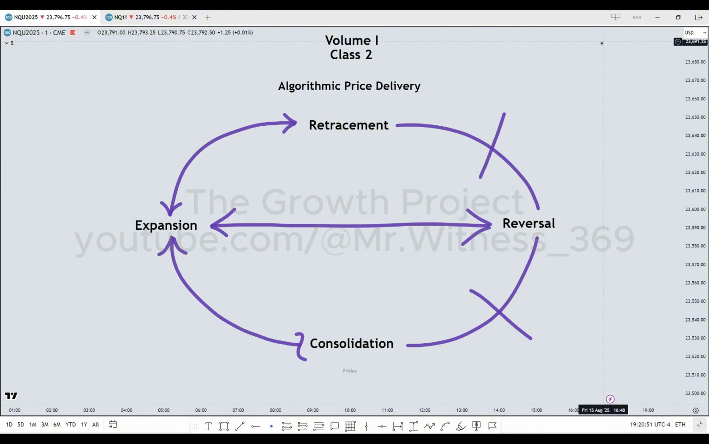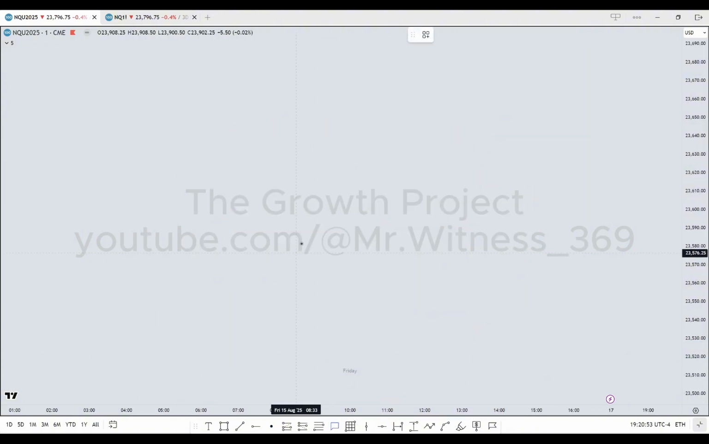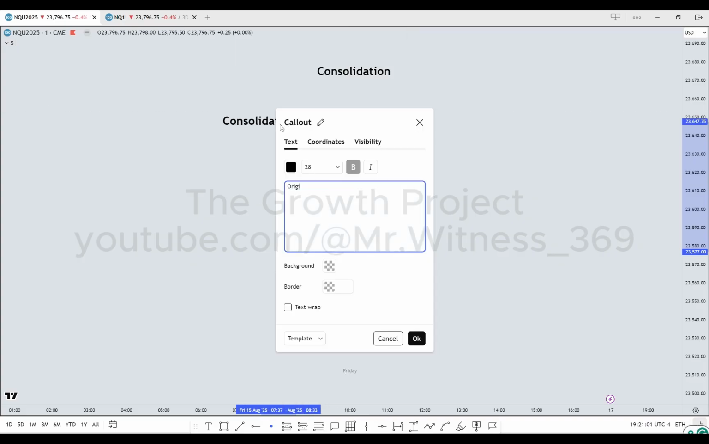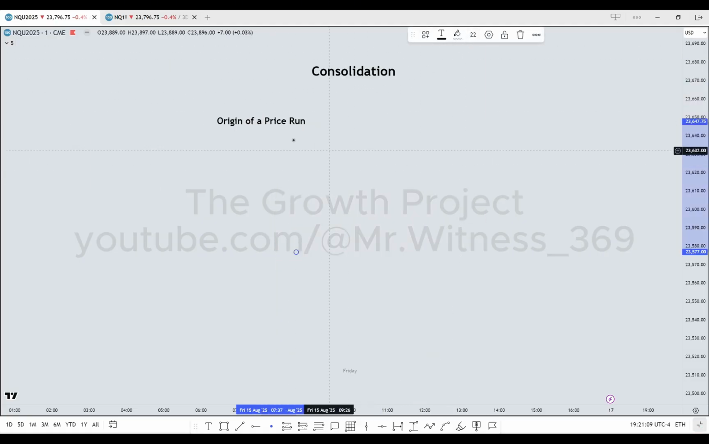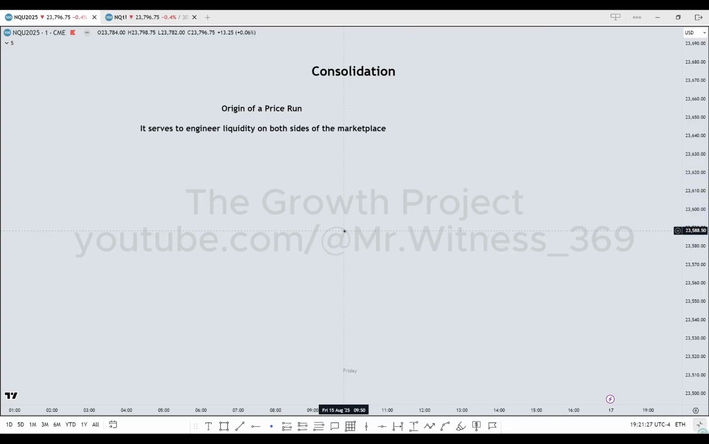Right? So let's talk about the consolidation model. The consolidation. This is the first model that you're going to receive. The consolidation is going to be the origin of a price run. I'll make this one a little bit bigger. This one can be a little bit smaller. Ideally there. Okay. What it's going to be useful for is that it serves to engineer liquidity on both sides of the marketplace.